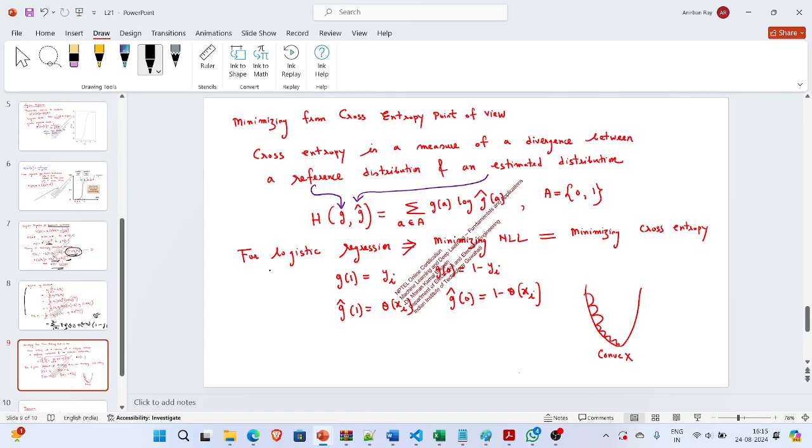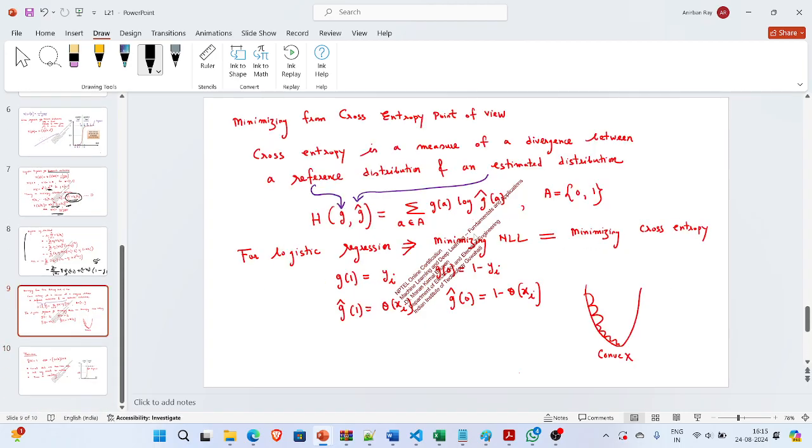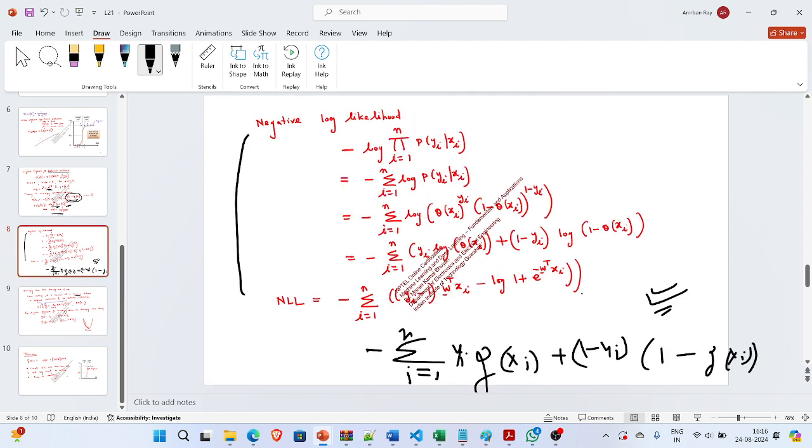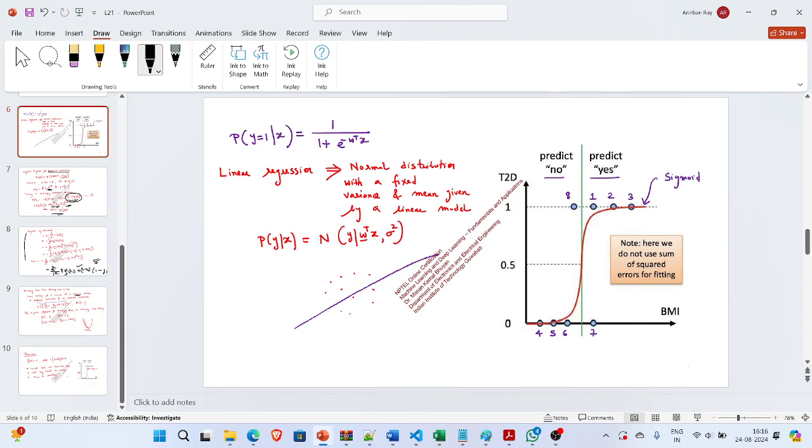There is another interpretation, the cross entropy point of view. You can take it as the negative log likelihood, or as the cross entropy, which is like the divergence between the reference distribution and the estimated distribution. So the estimated distribution is our distribution, so this is this one, or maybe this one, I can say.